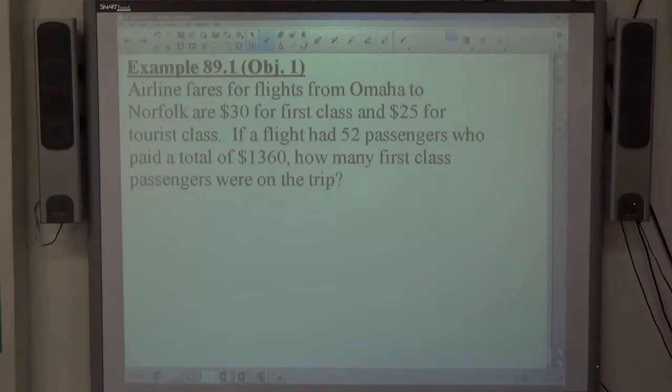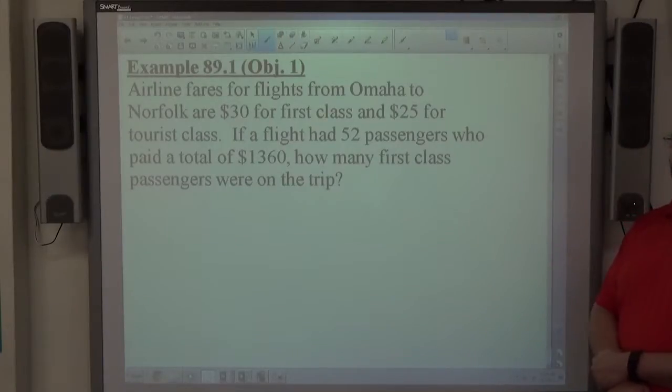Example 1, airline fares for flights from Omaha to Norfolk are $30 for first class, $25 for tourist class. The flight had 52 passengers who paid a total of $1,360. How many first class passengers were on the trip?